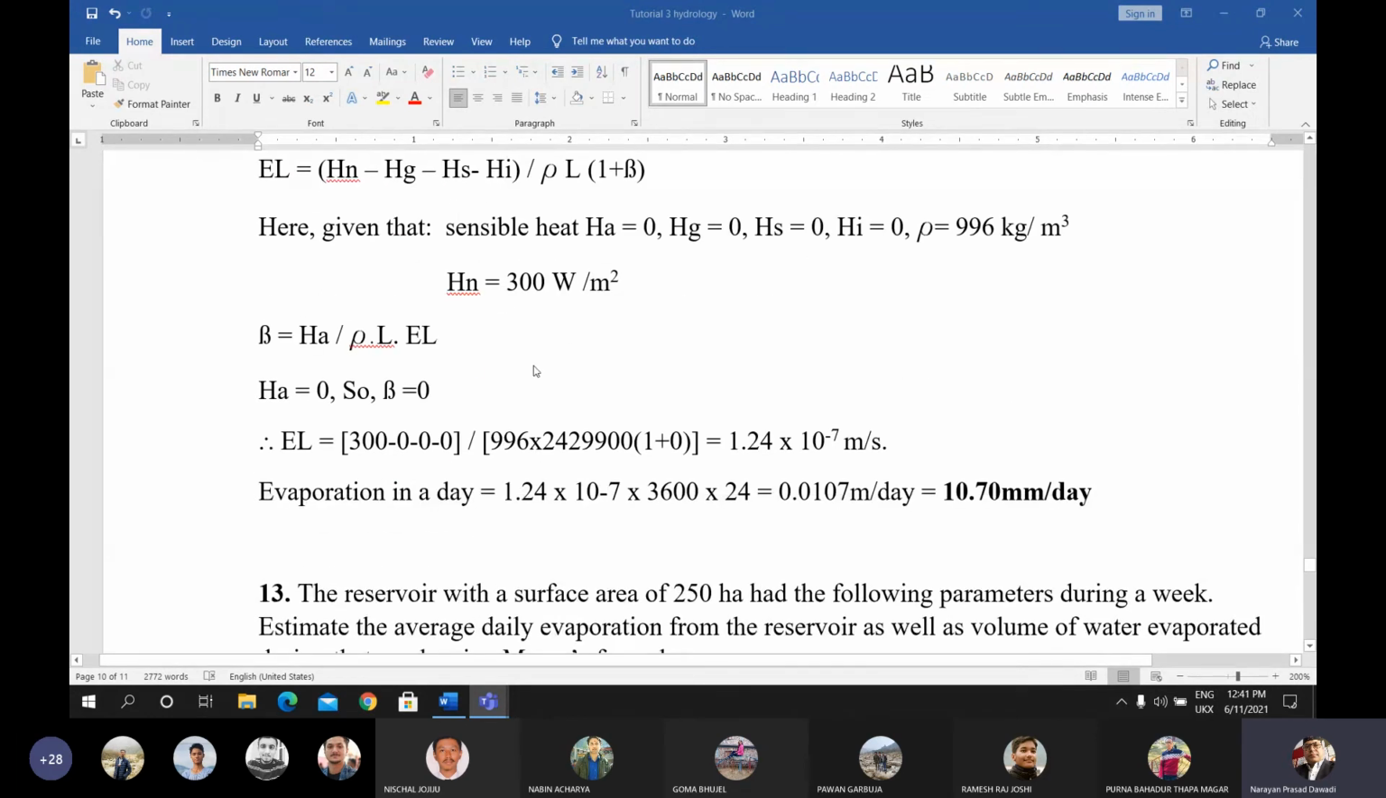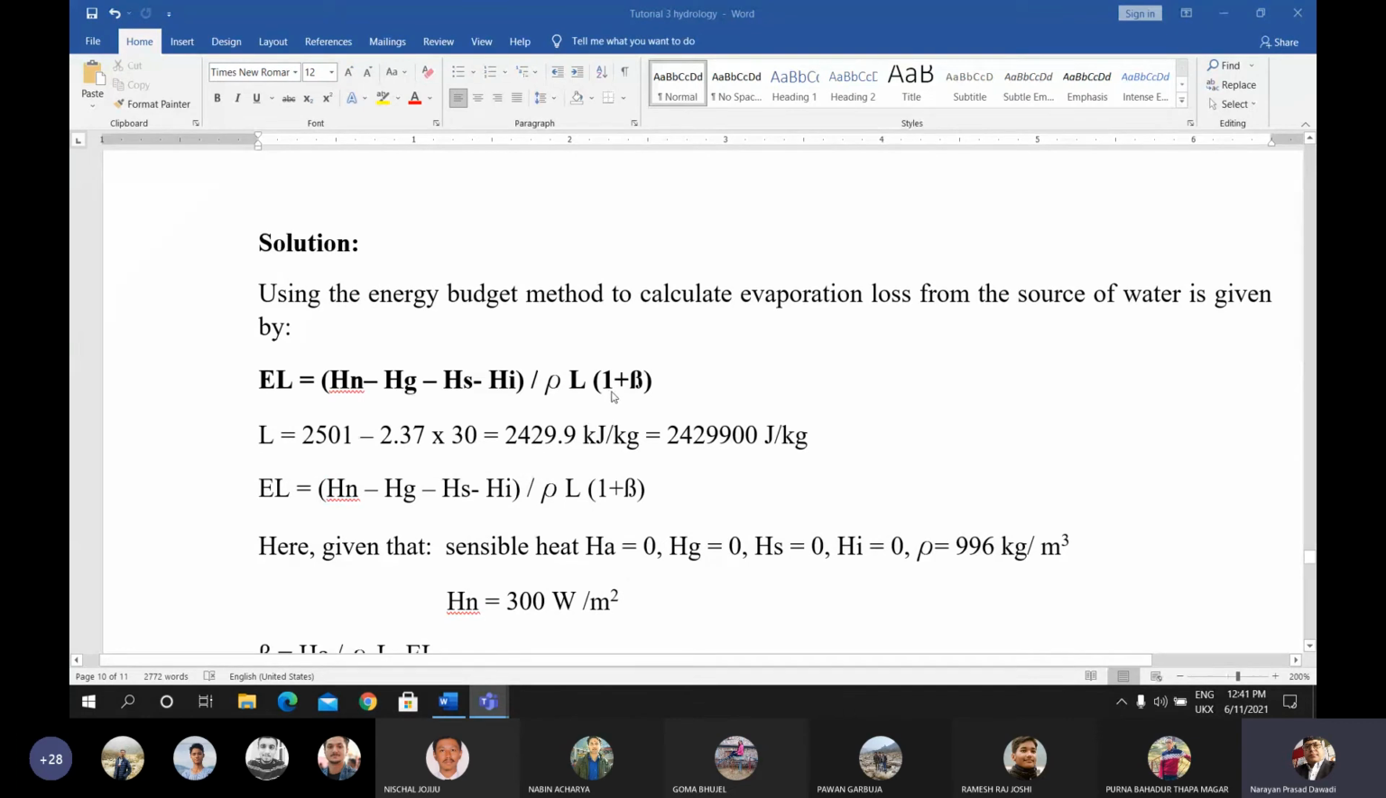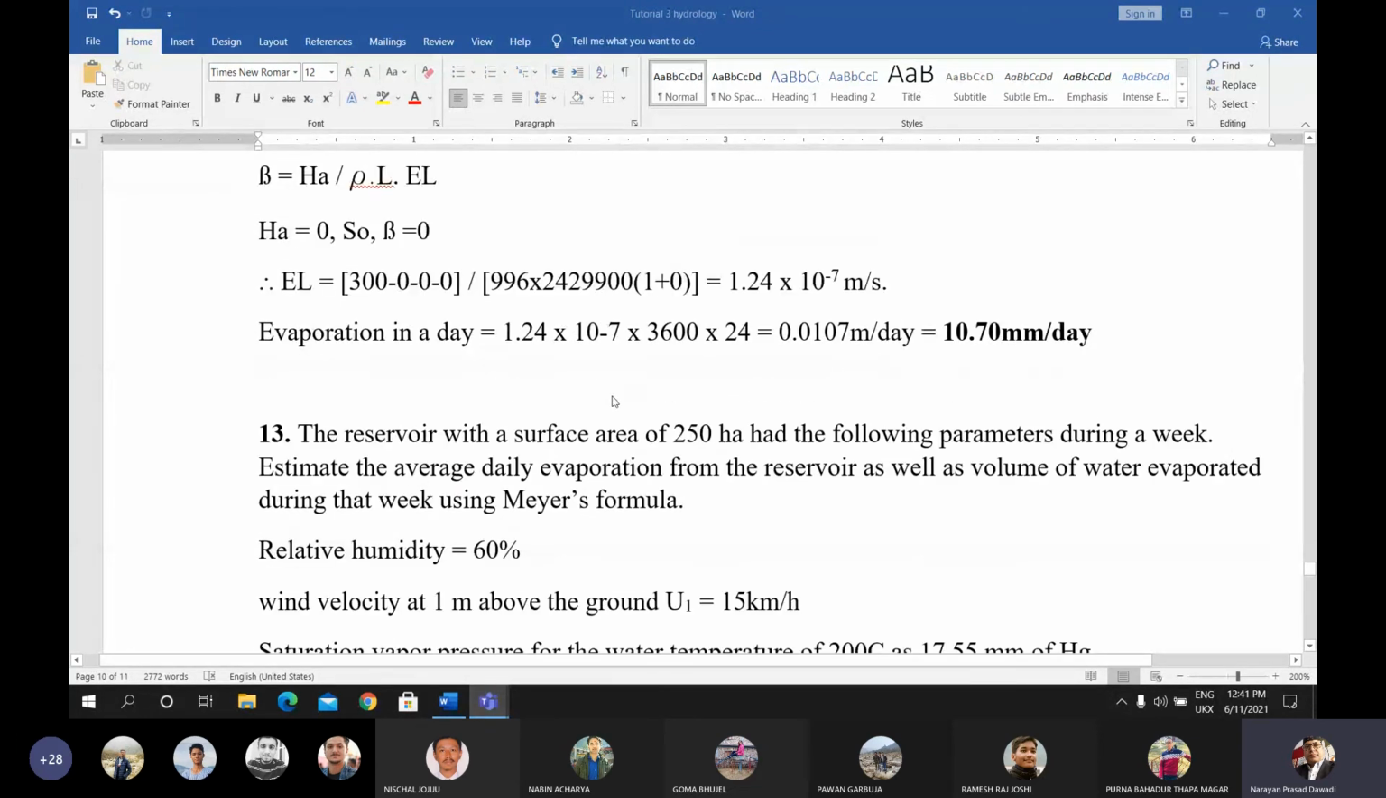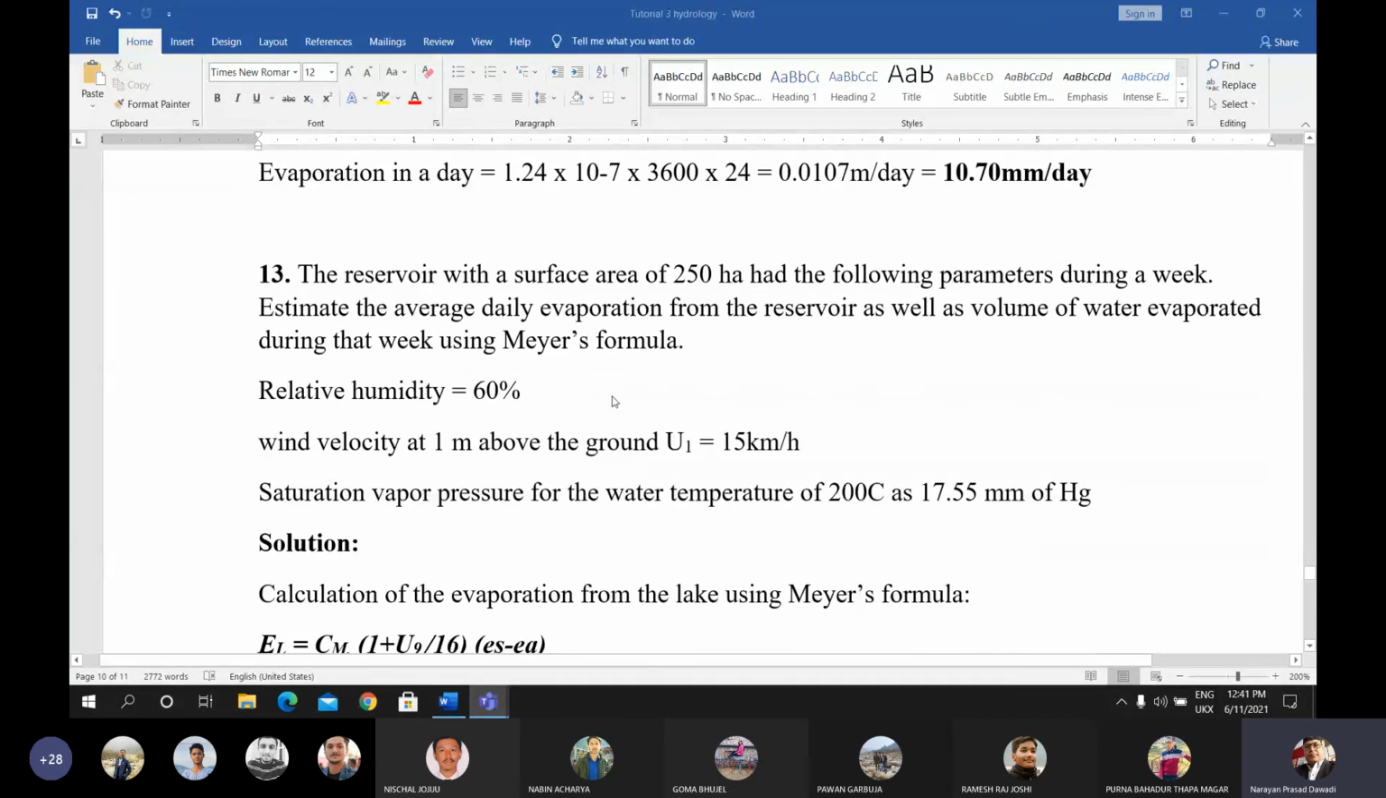Okay, using this water positive energy balance. Now, question number 13. The reservoir with a surface area of 250 hectare had the following parameters during a week. Estimate the average daily evaporation from the reservoir as well as volume of water evaporated during that week using Meyer's formula. Meyer's formula is used to find the evaporation. This is the analytical formula to find the evaporation loss.